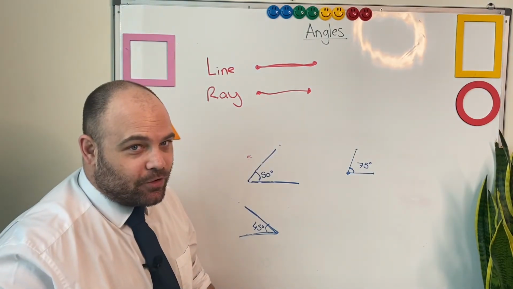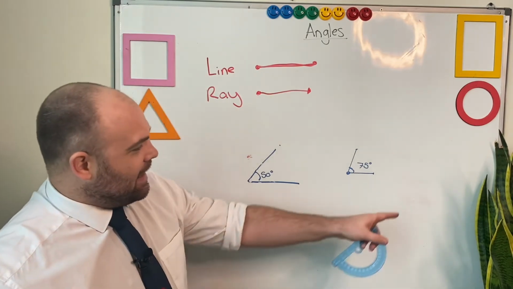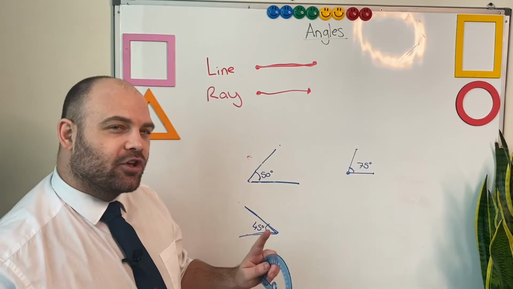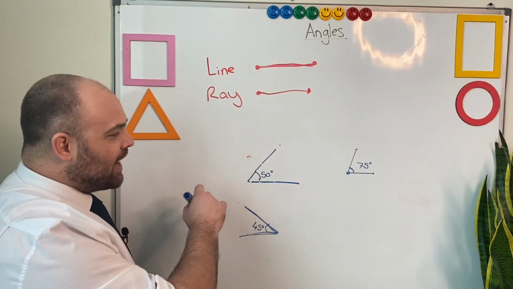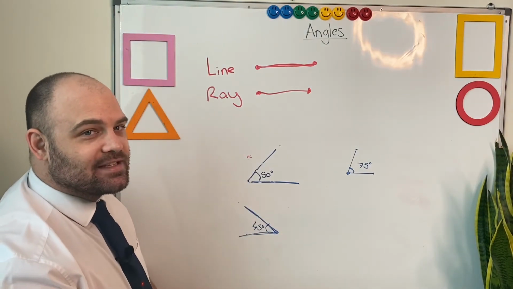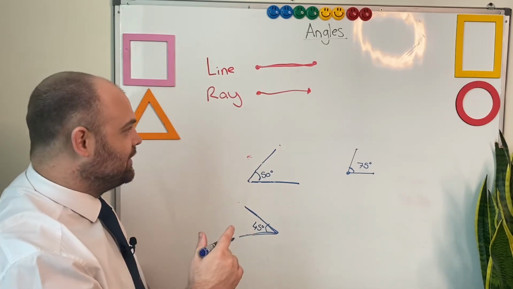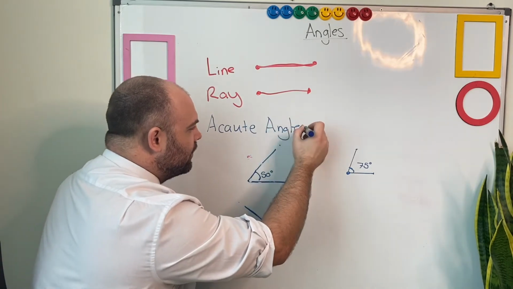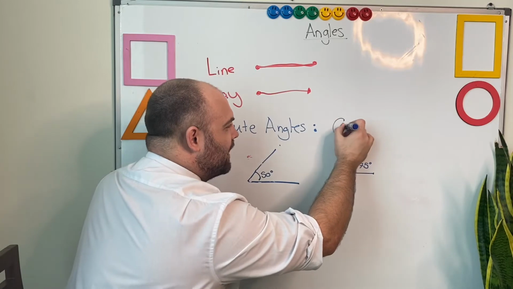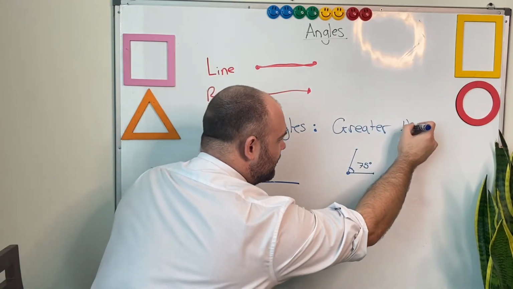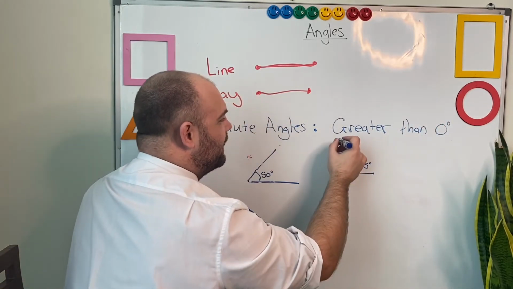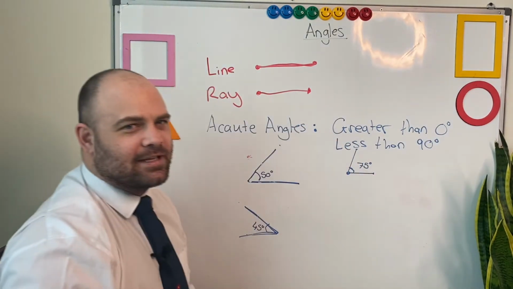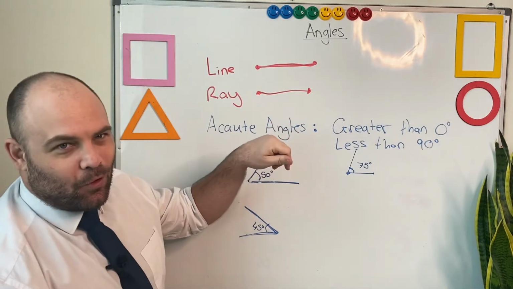Now, the next thing we need to talk about is the different types of angles that we get. And all of these angles are what we would call acute angles. Okay? And acute angles, please write this down. Acute angles are all angles that are greater than 0 degrees but less than 90 degrees. So acute angles are greater than 0 degrees and less than 90 degrees.